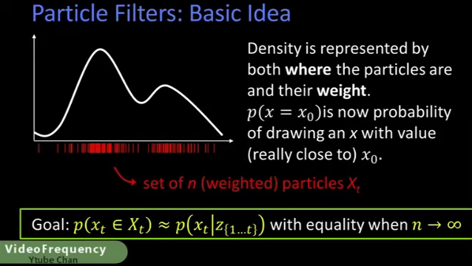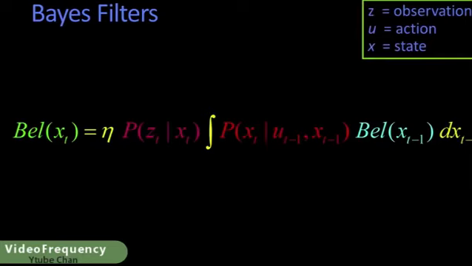And our goal is that as we're doing this tracking, eventually we have a set of particles such that the probability that you get a particle at some particular place is essentially the probability that the state is actually at that place, having observed all the observations. And the way we do this is as a Bayes filter.